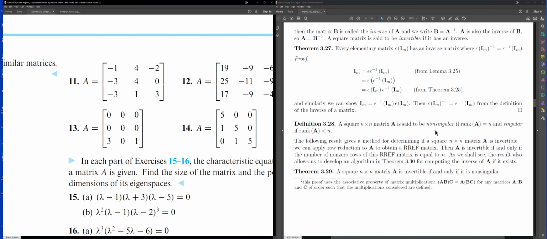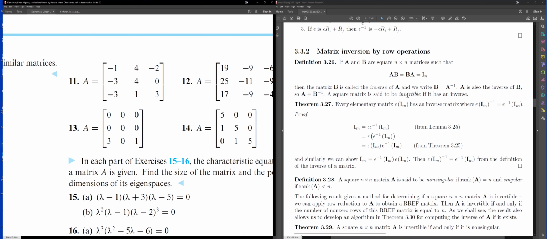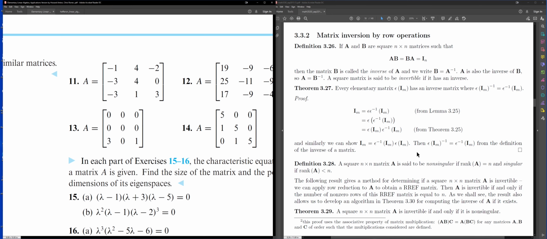a certain amount of proof, because here the singularity or non-singularity depends on the rank, which is the dimension of the row space, and here the invertibility depends on the existence of an inverse. I guess a third condition is looking at the determinant, but we'll get to that eventually. So invertibility is the existence of the inverse: if I have an A, can I find a B such that A times B is the identity? And non-singular means that the rank of A is equal to the size of the matrix.